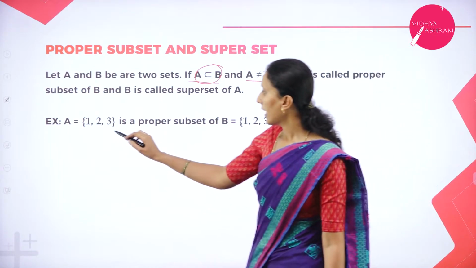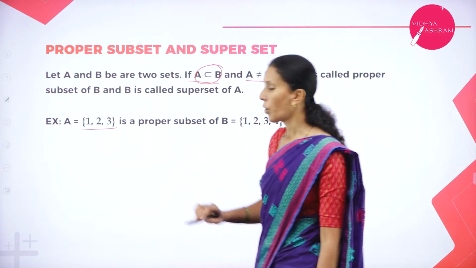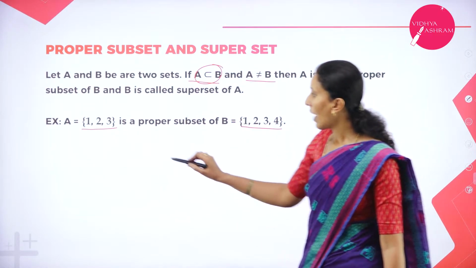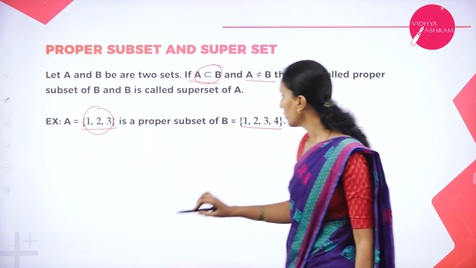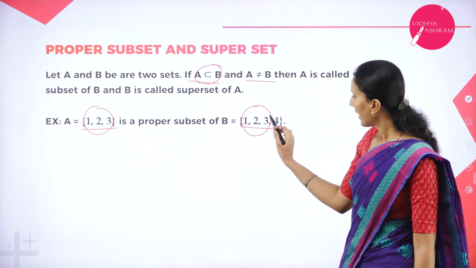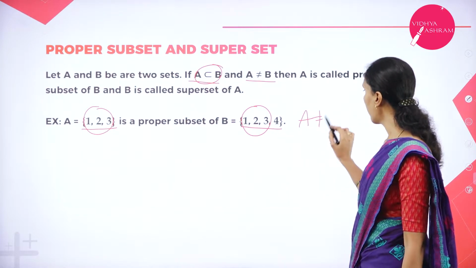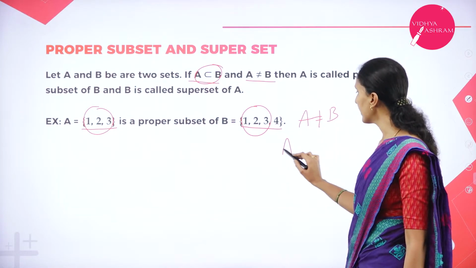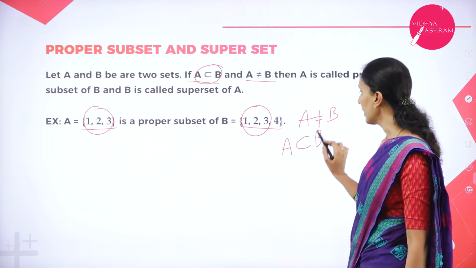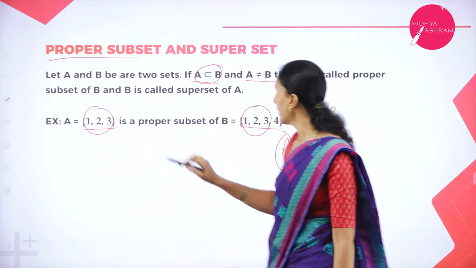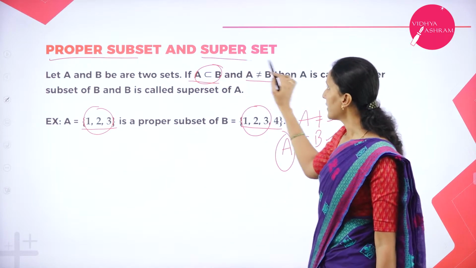So I have taken an example here. A is {1, 2, 3} and B is {1, 2, 3, 4}. We have all the elements 1, 2, 3 in B. But A is not equal to B here. So A is not equal to B, but A is clearly a subset of B. We call A a proper subset and B a superset.